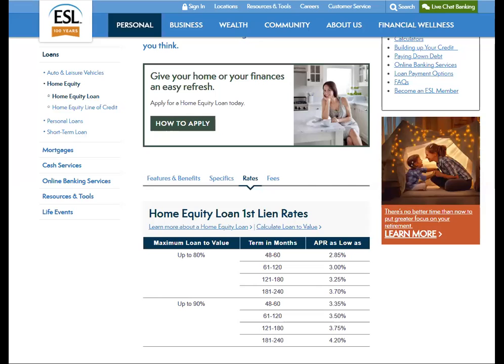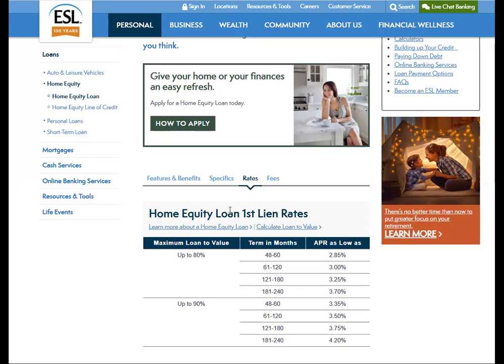So, what I'm going to do right now is go over to the ESL website, and we're going to look at the current interest rates for a bunch of different loans. And we're going to be able to spot some patterns in there. All right, so let's start off with home equity loans.